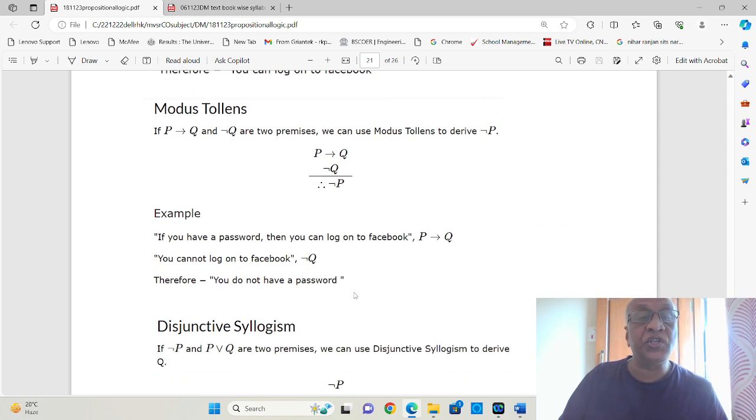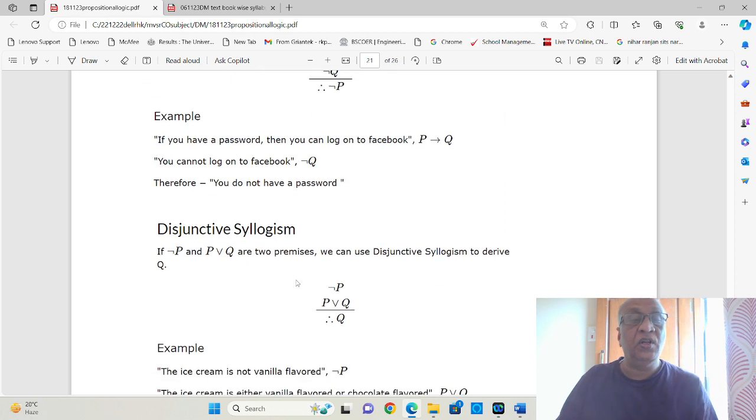The next tool is modus tollens. It is represented as P implies Q, not Q; if they are there, then it will be not P. Same thing, I'll represent P implies Q as: if you have a password, then you can log on to Facebook. So here not Q is indicated as you cannot log on to Facebook. So naturally not P will be represented as: you do not have a password.